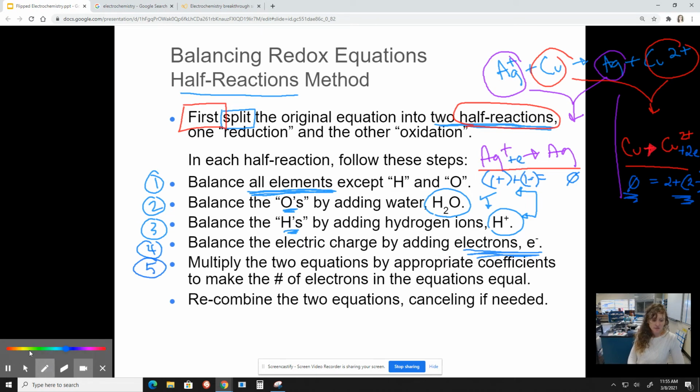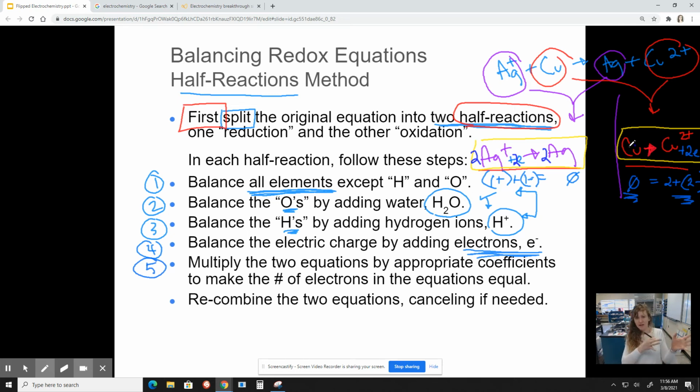So notice with silver, I only have 1 electron, right? In copper, I have 2 electrons. So if silver only gives off, no, if silver takes on 1 electron, that's not going to balance out what copper needs, right? And so we need to multiply both sides. So 2 silver ions, 2 electrons, 2 silver elements. And now silver will gain 2 electrons. Copper will give off 2 electrons. Now my electron transfer is balanced. And at this point in time, my elements are balanced, my electric charge is balanced.